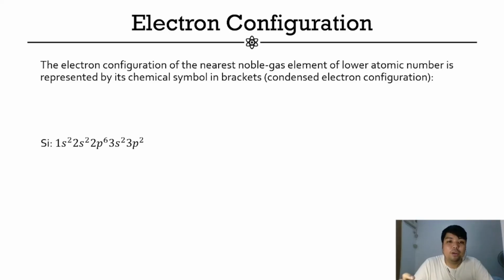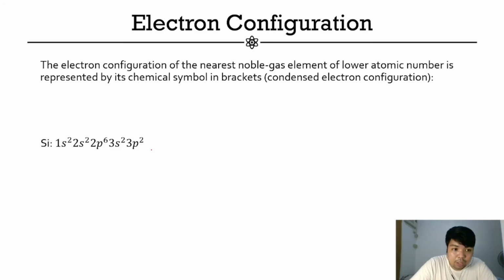When we go down the periodic table, or rather when we write the electron configuration of elements in period 3 downwards, their complete electron configuration becomes longer and more cumbersome to write. So one way of expediting this is by writing the condensed electron configuration. So let's have silicon here. Silicon has this electron configuration.